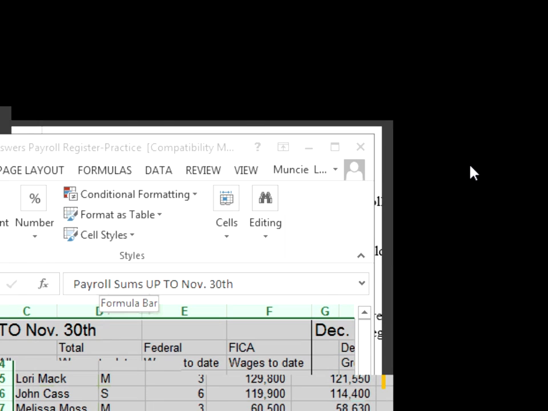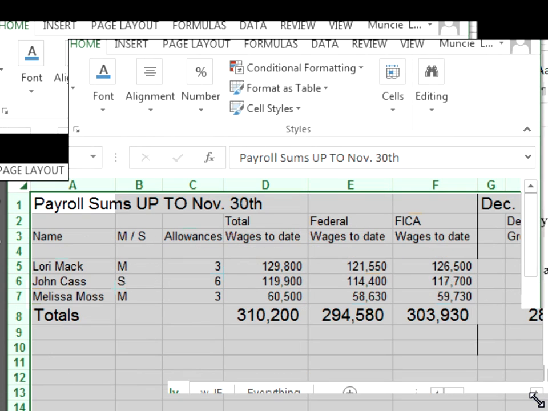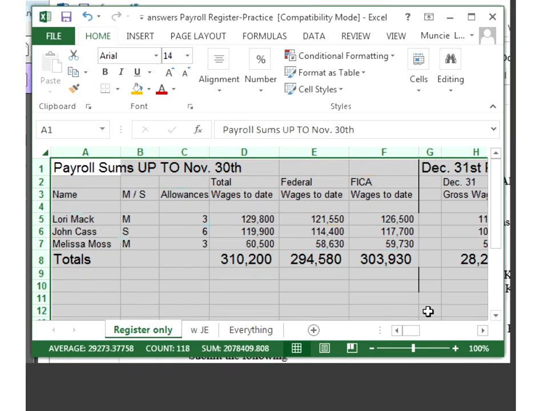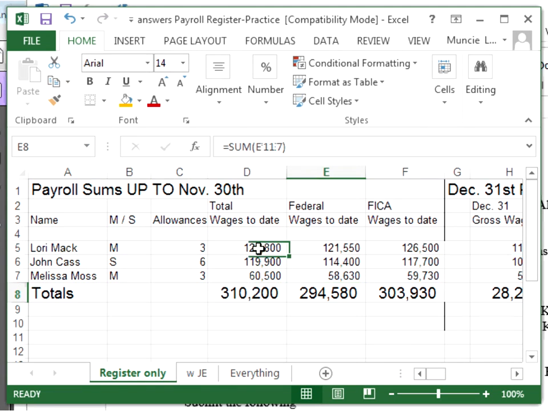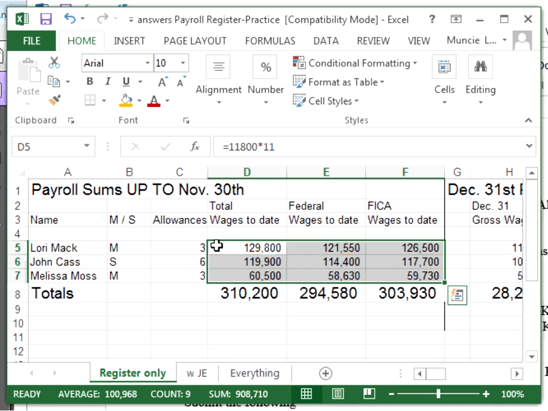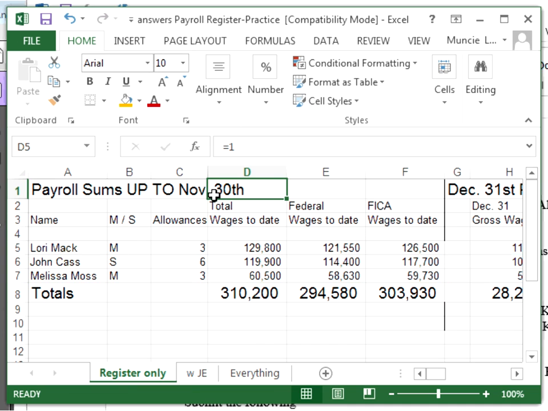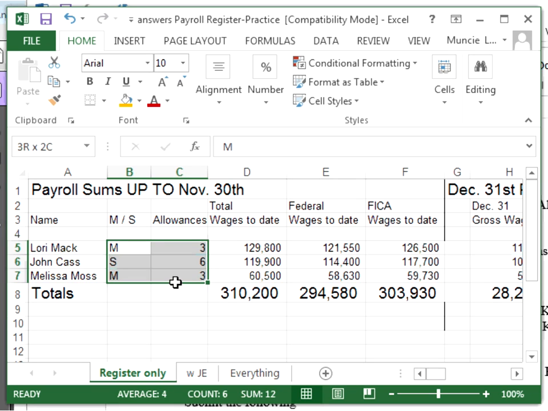Sometimes you'll be given the prior information data, sometimes you won't. So I'm going to help you figure out how I got to this information, how I even got these first few columns. So this is payroll up through November 30th. I got the 3 employees, and it helps to keep their filing status and how many allowances out here to the side for the future. We're going to need that in just a little bit for our federal withholding calculations.